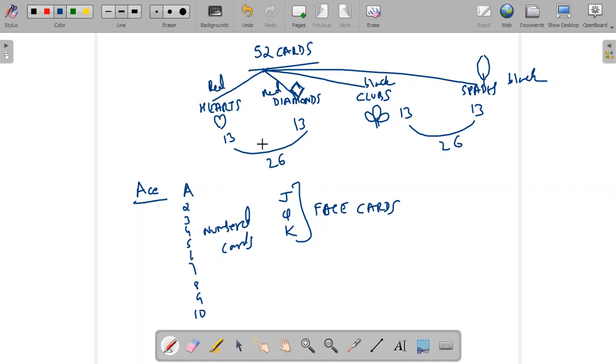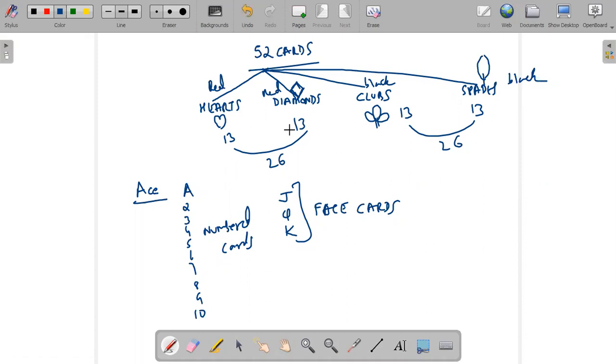So if you are asked the question, what is the probability of getting a red card? The answer will be 26 upon 52. What is the probability of getting hearts? That will be 13 upon 52. We'll have to reduce to 1 by 4. What is the probability of getting clubs? Again, 13 by 52, 1 by 4. What is the probability of getting a black card? 26 by 52, 1 by 2. What is the probability of getting a face card? So 3, 3, 3, 3, 12 by 52. What is the probability of getting a red face card? Red face card will be 3 plus 3, 6 upon 52.